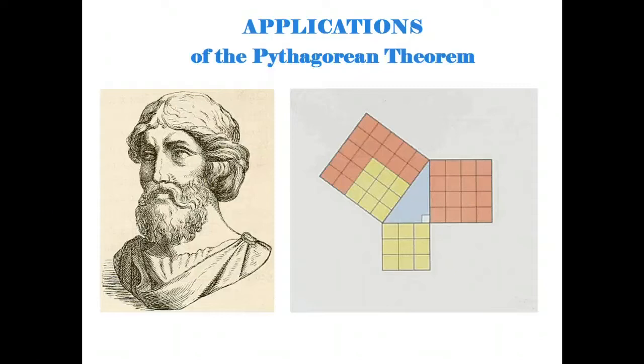Hello students. In the previous videos we showed you how to use the Pythagorean theorem to find an unknown side length of a right angled triangle, and we also showed you how to determine if a particular triangle is right angled or not. So in the next couple of videos we're now going to show you how to apply this to some practical situations.